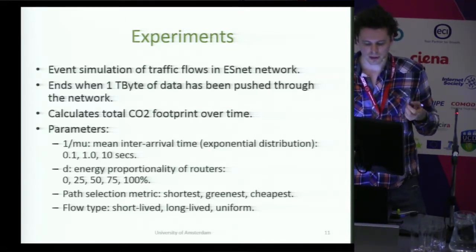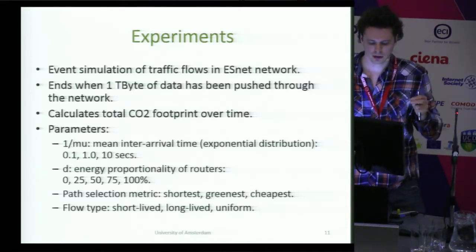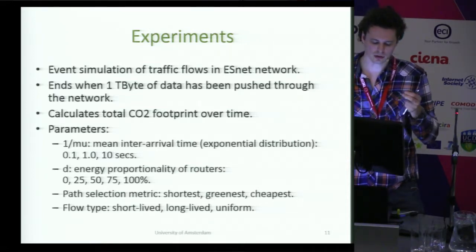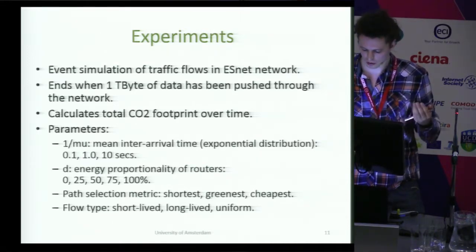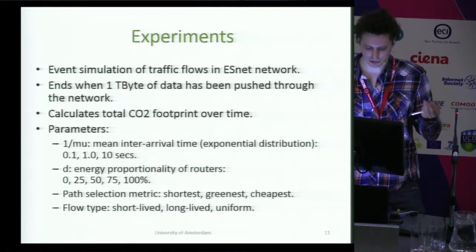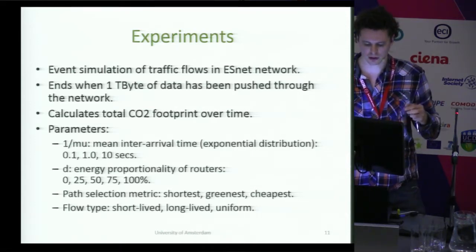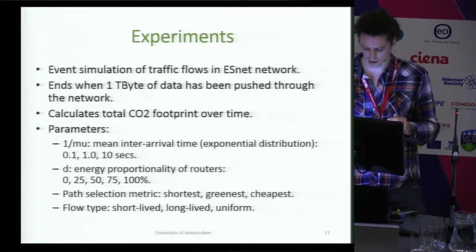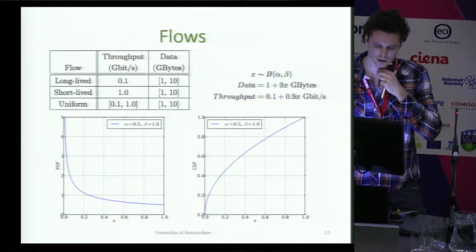There are a number of parameters: the inter-arrival time between different data requests, the energy proportionality of the devices, the path selection metric, so shortest path, greenest path, or cheapest path, and also the flow type. Short-lived means it only lasts a short amount of time, long-lived flows take a long time to complete, and in uniform they always take the same amount of time. You can see the throughput of each type and the amount of data.